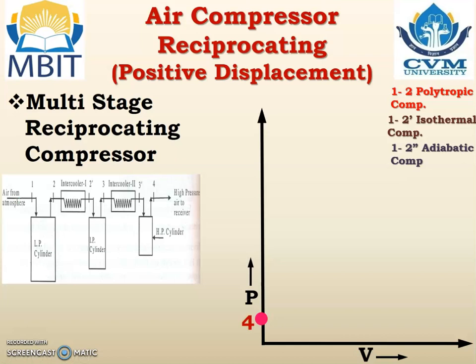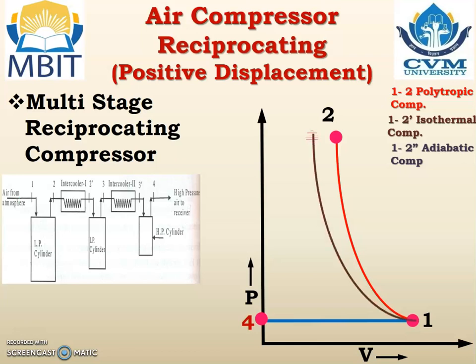Without considering the clearance case, 4-to-1 is air entry, and 1-to-2 is the compression process. This one is the polytropic compression process, this one is the isothermal process, 1-to-2' and 1-to-2'' is the adiabatic compression process. At point number 2, 2' or 2'', the discharge valve opens, and at point number 3, the discharge valve closes. So that is nothing but if air is compressed in one stage, then this can be the PV diagram.